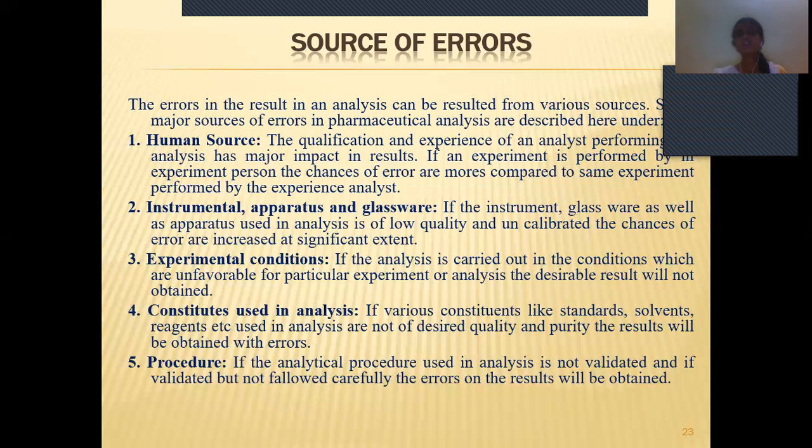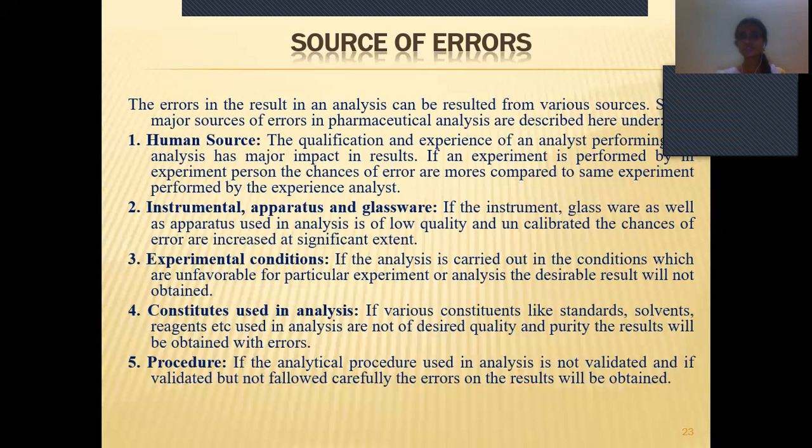First one is the human source. If the experiment has been done by an experienced person, there will be fewer errors. If a new fresher has done the experiment and got the values, the value should be compared with the experienced person's. Next, instrumental apparatus and glasswares: if the instruments, apparatus or glasswares we are using during the experiment are not good in quality, we also get errors. And also experimental condition: if we do not maintain suitable conditions for the experiment, we also get errors in the value.